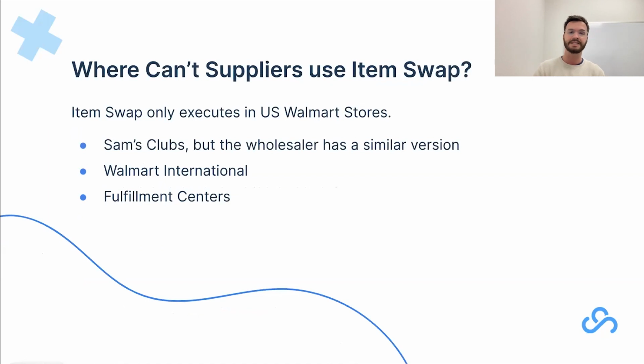Okay, where can't suppliers use item swap? So this is what I was kind of referring to earlier. Item swap only executes in US Walmart stores. So it is just the continental US. As far as we know, I believe QuickMods has the same limitations.